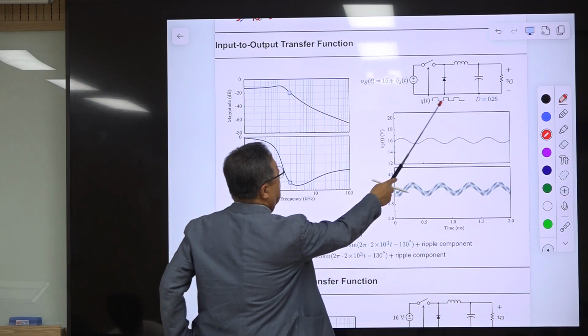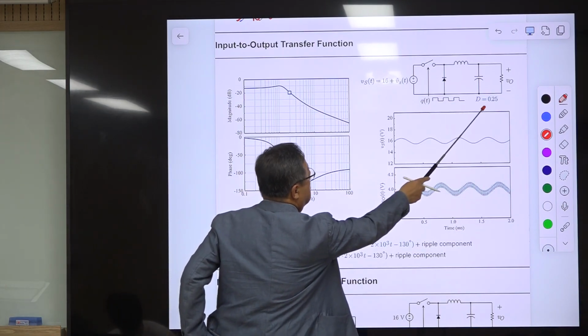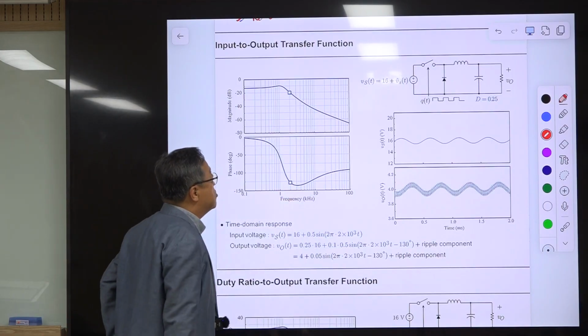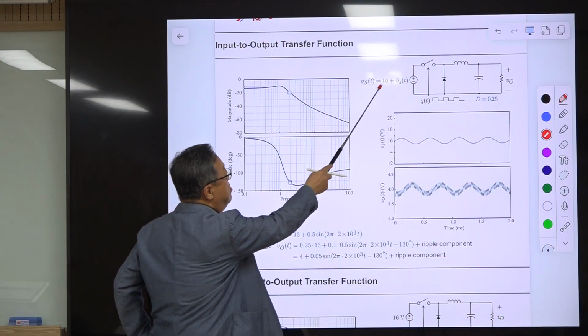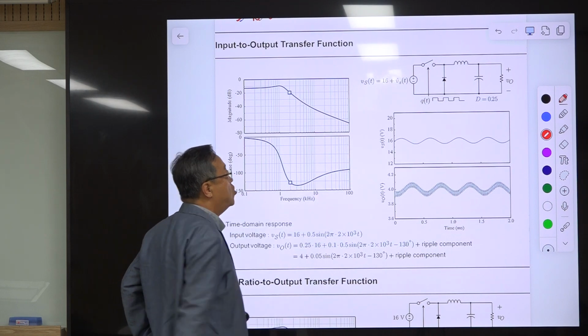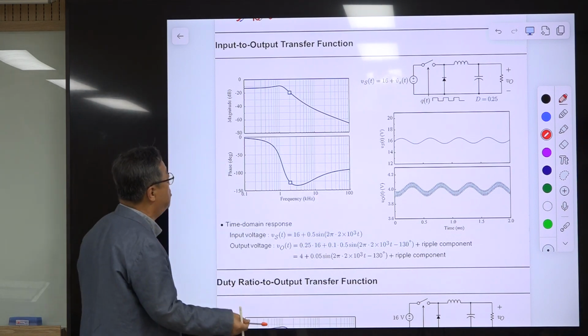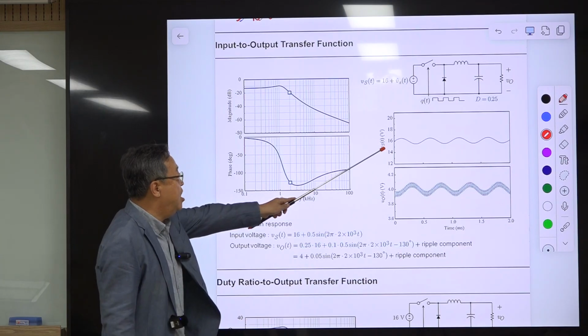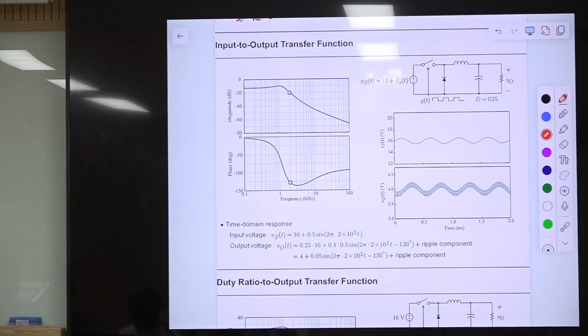Okay, so the duty ratio of QT is this one, 1/4, and the input voltage is 16 plus an AC sinusoidal wave, and the frequency of the sinusoidal wave is 2 kHz. So you take a look at this curve. This is the input to output transfer function. Okay, so at 2 kHz you are watching this. Then the phase delay is minus 130 degrees. Okay, approximately, and the magnitude is minus 20 dB.